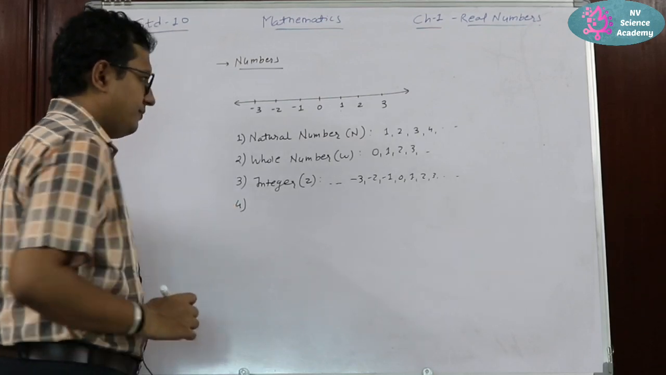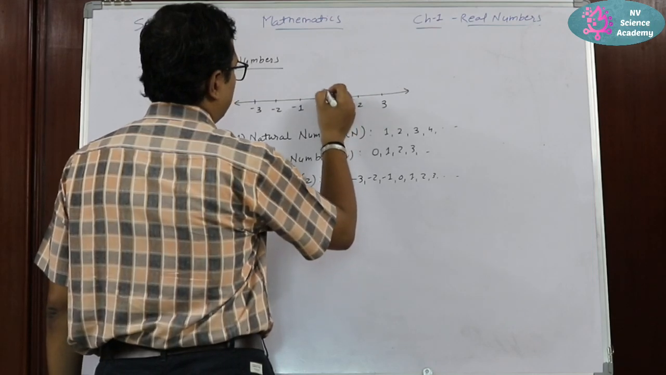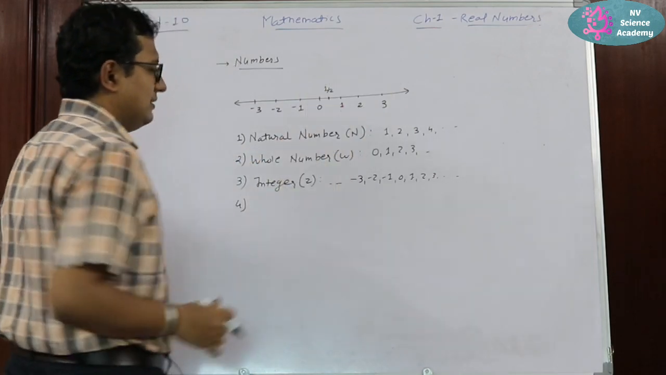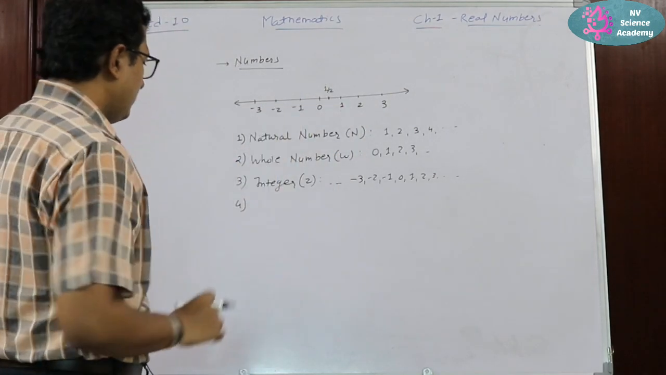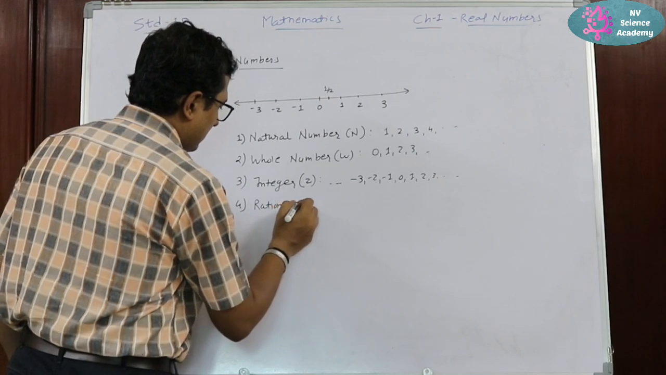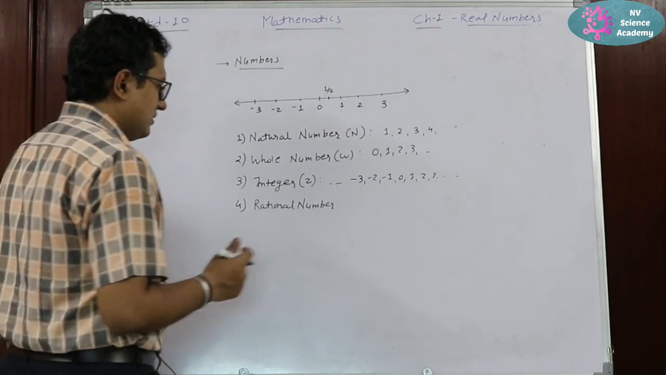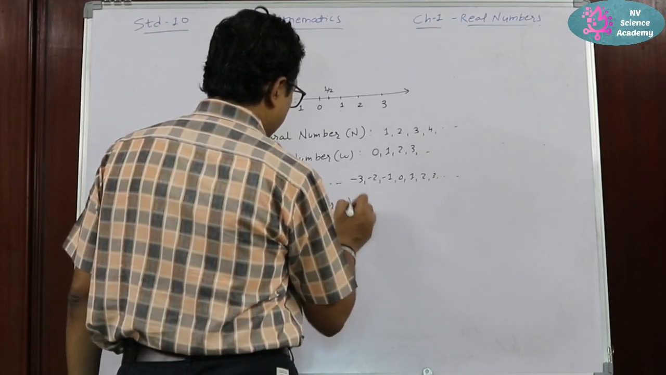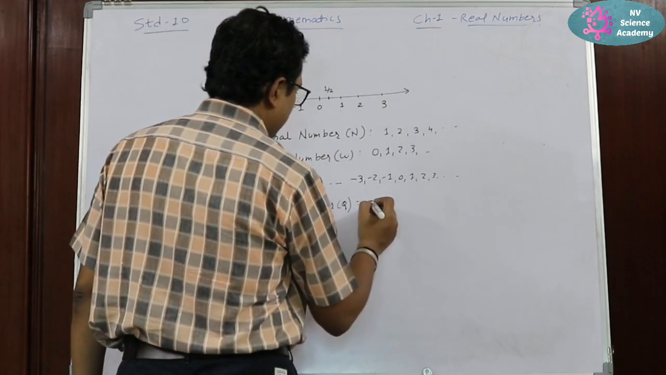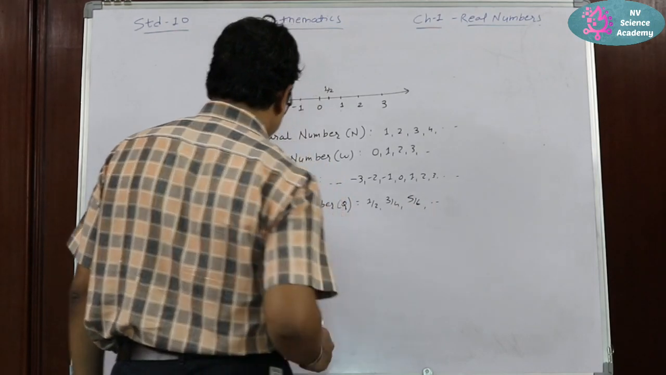Now the fourth type. I can plot 1 by 2 here, or anything else on this number line. So it is nothing but the rational number. You can also say it is a fractional number. It is denoted by Q. It includes different fractional numbers. One example is 1 by 2, 3 by 4, 5 by 6, etc.